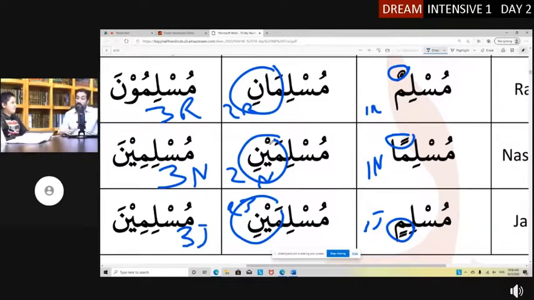So, Muslimani, when you see ani at the end, what does it mean? Two rafa. When you hear Muslimaini at the end, it's two nasab. And if you see Muslimaini at the end again, it could also be two jar. So what I'm saying is, whenever there's two of something, you don't look for un, an, or in.